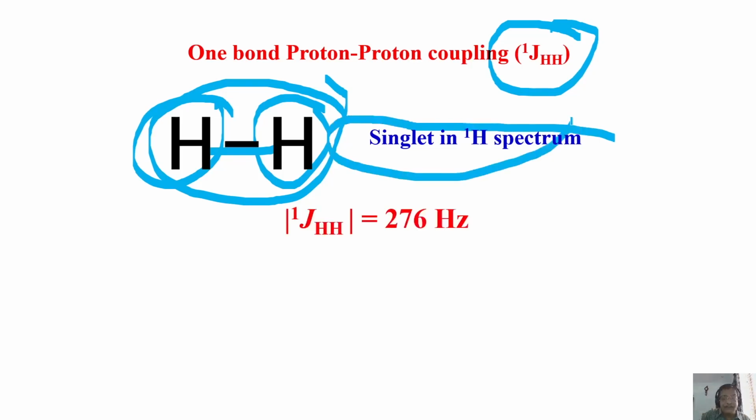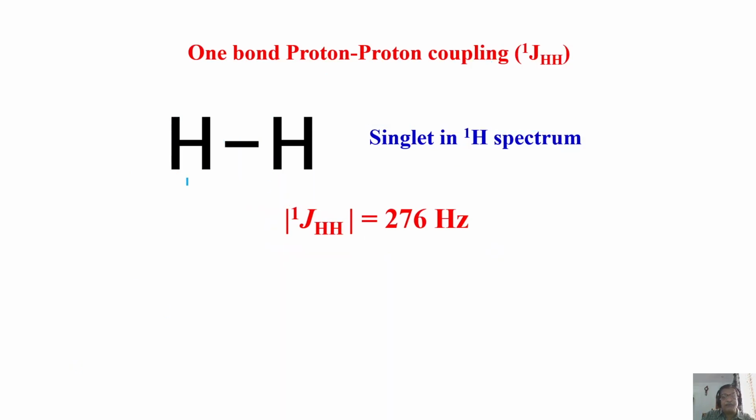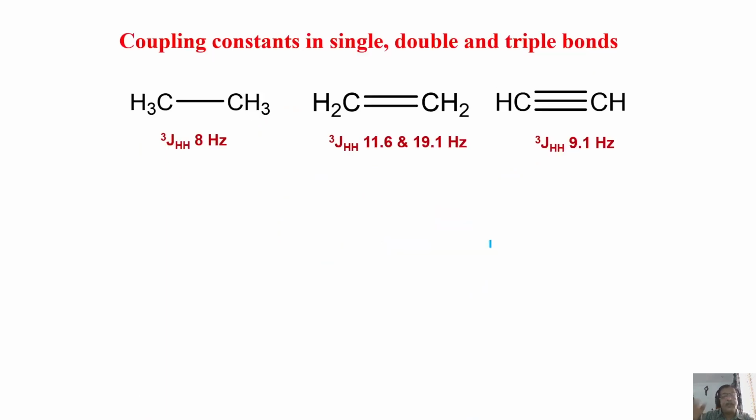But then, if I measure that, this one-bond coupling of this H-H is nearly 276 hertz, quite large. I'm writing only the magnitude, I don't write the sign. So the magnitude of 1J is so large, the proton-proton coupling in the hydrogen molecule is 276 hertz. Now, let us look at the coupling constants in single, double and triple bonds.